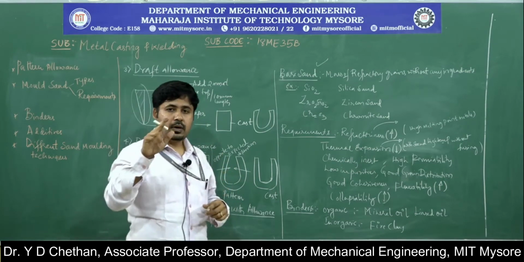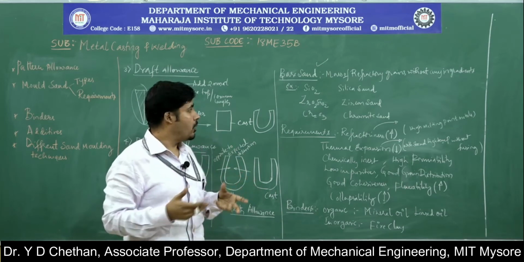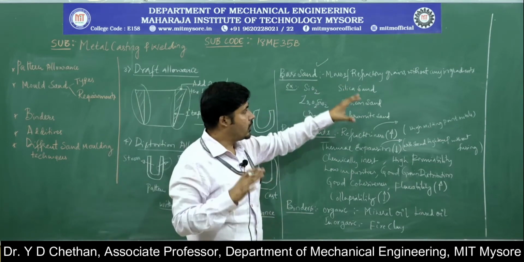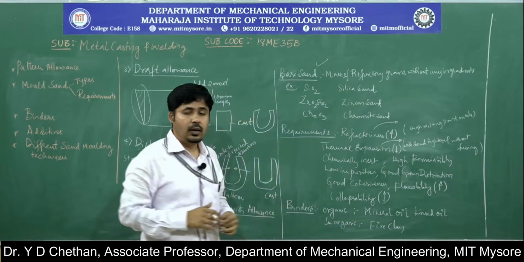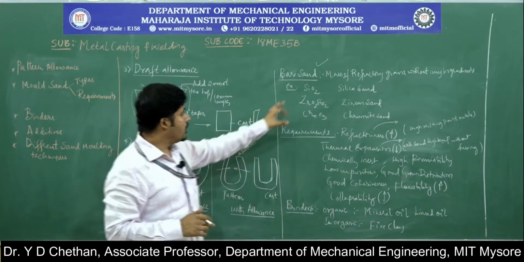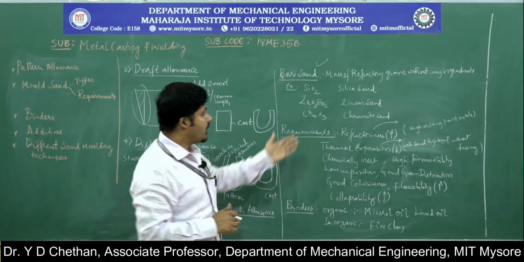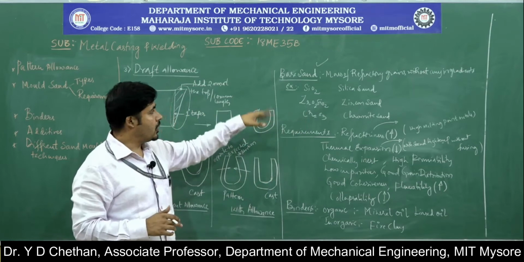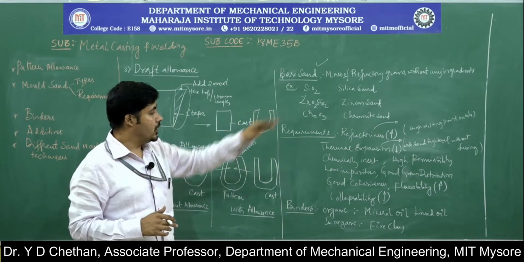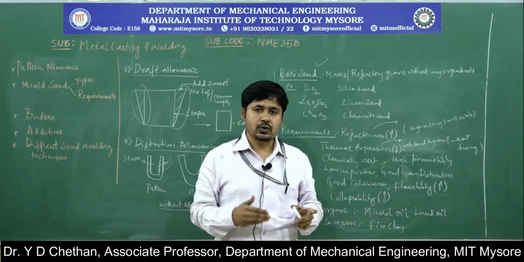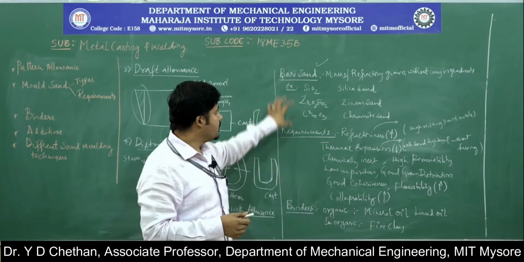Okay, for that particular process, sand is a predominant requirement. Here we are considering the mass of refractory grains without any ingredients. Some examples are silica sand, zircon sand and chromite sand. These are all the different base sands without any ingredients. Then what are the requirements or properties that should be possessed by this base sand?